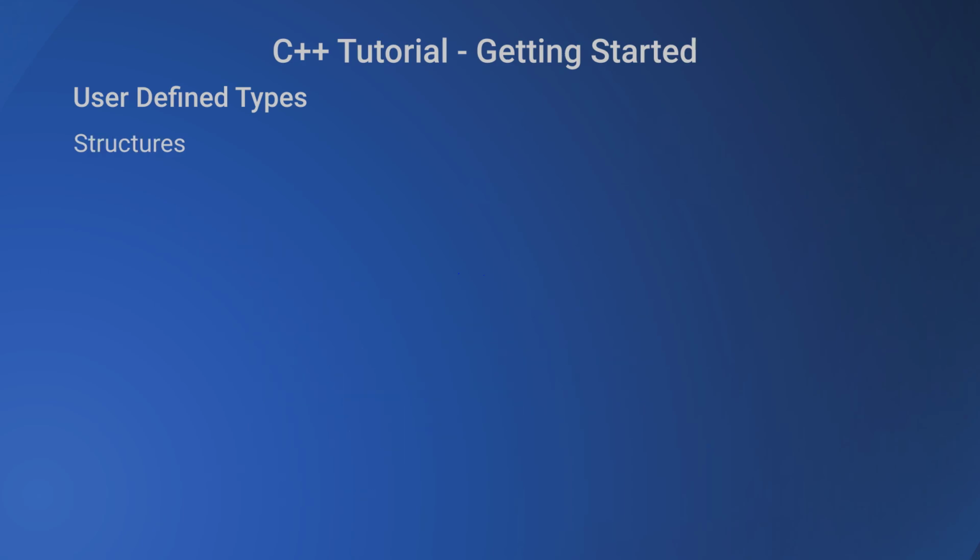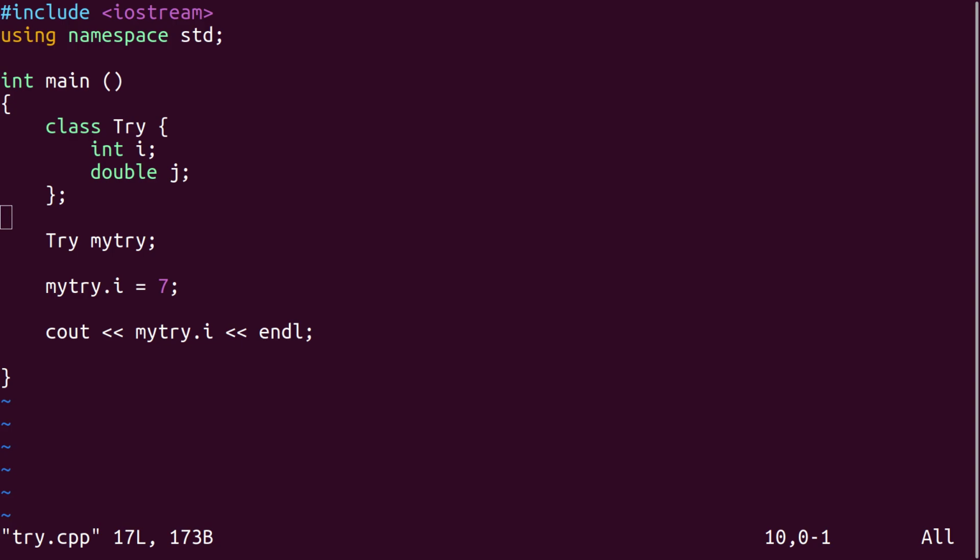The next user-defined type is structures. We have seen classes in previous slides. Let's look at this program. It's a very simple program, a class with 2 data members, and we define an object myTry, and we try to modify the member i for the object myTry. This gives a compilation error. We have not specified whether our members in the class try are public or private, and we are trying to update a member. By default, all members of a class are private.